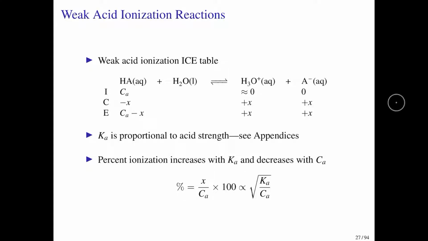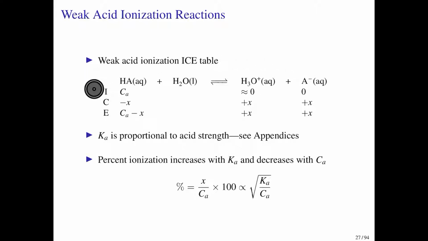Okay guys, in this video I wanted to discuss weak acids and weak bases. So here I've got a generic weak acid ionization reaction on the slide. This weak acid donates its proton to water. That gives us some hydronium and leaves the conjugate base behind.